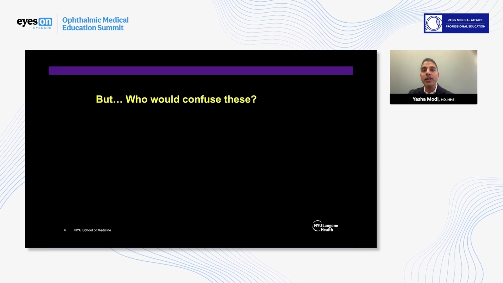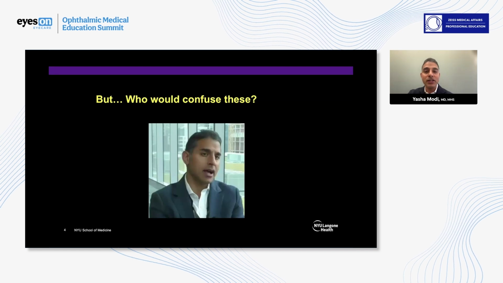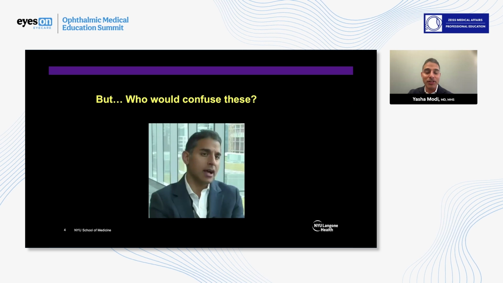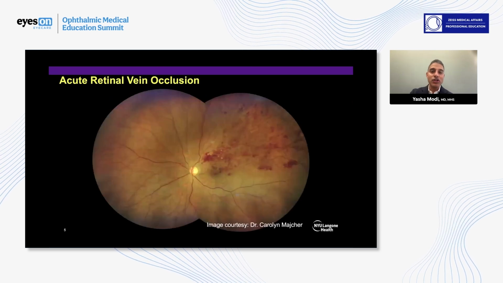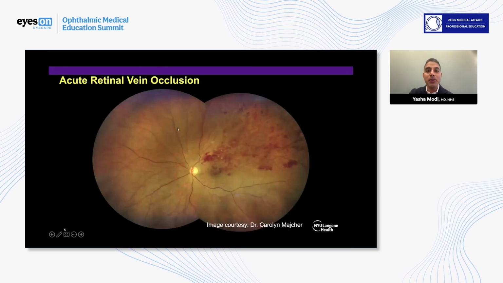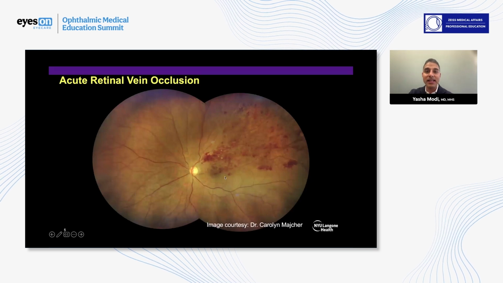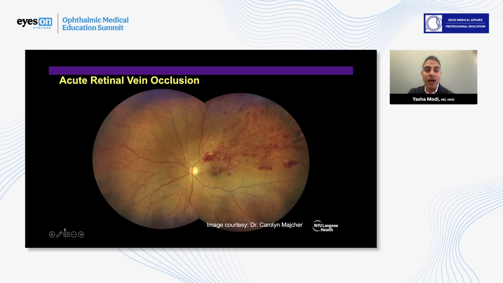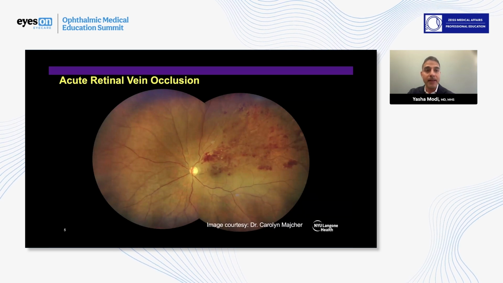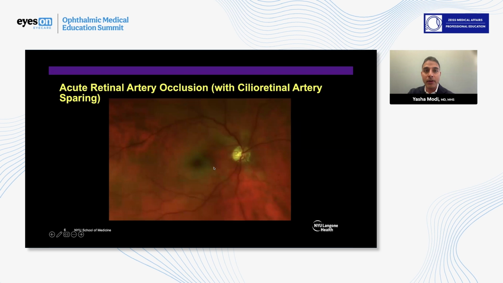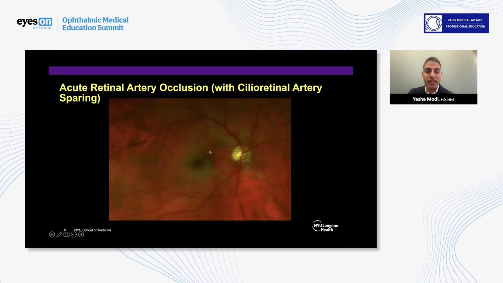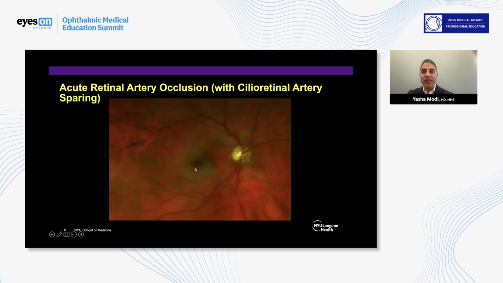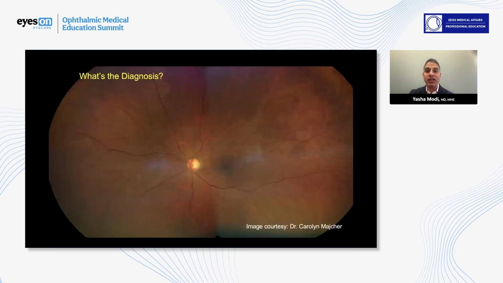But you may say, well, who would confuse these two? And when you look at this confused gentleman, I promise you, I have in fact confused retinal artery occlusions from retinal vein occlusions. And so when you look at the acute stages, this is a beautiful image from Dr. Major. We can see a very classic appearing sort of quadrant of retinal hemorrhages indicative of a branch retinal vein occlusion. And here we can see an acute retinal artery occlusion with ciliary retinal artery sparing. We can see the whitening of the retina with a cherry red spot. So this in itself is not a diagnostic dilemma.